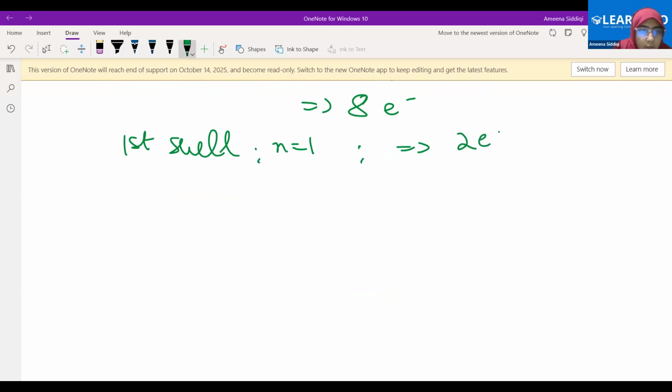And this shell is also called the K shell. This shell is closest to the nucleus as it is the first shell.